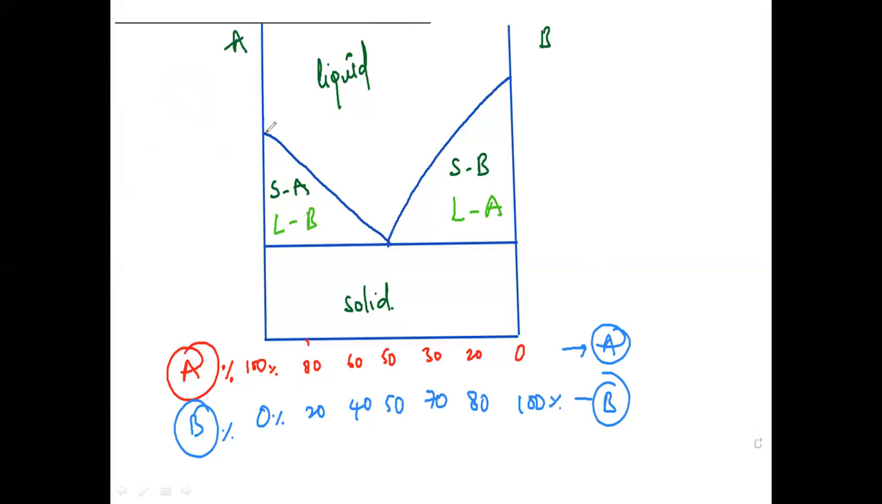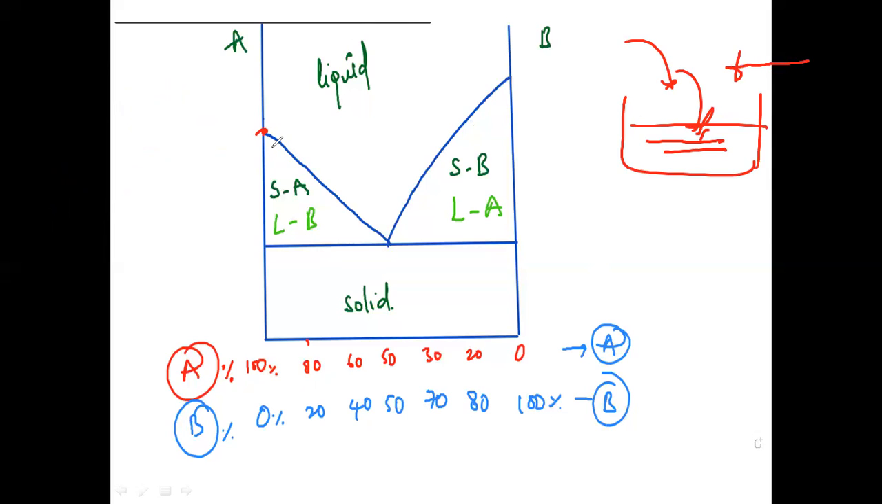I already told you in the last session that when you add a solute to a solvent, the freezing point decreases. So why does the freezing point decrease? Let us take an example like ice.